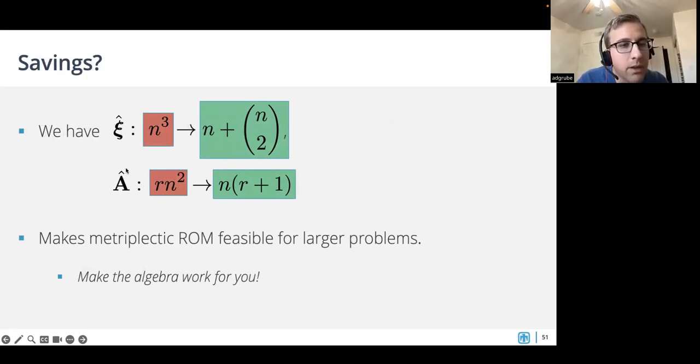And these A matrices go from R n squared to n times R plus 1. So essentially, this is what allows us to claim that we are at least reasonably competitive with naive projection. Obviously, it's still more expensive because you still have more things that you have to keep track of here, but it is not so bad as it would seem if you were storing degree 3 and degree 4 tensors. So my takeaway from this is, when you have a problem with a lot of algebraic structure, you should make the algebra work for you.